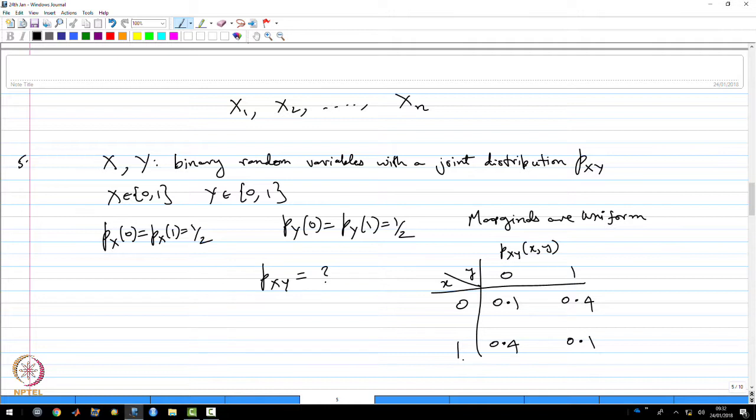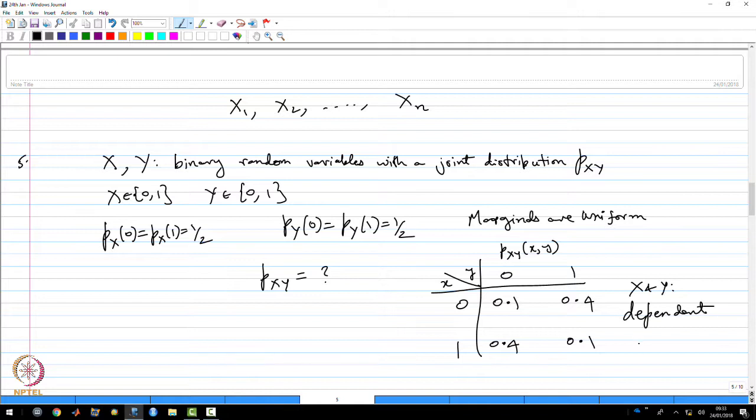So x and y are still uniform, but the joint distribution is not the independent case, right? If it's the independent case, I should get 1 by 4 here, 1 by 4 here, 1 by 4 here, 1 by 4 here, but this is not that. This is some other joint PMF for which you have x and y being uniform. So this is a dependent situation. So x and y are dependent.